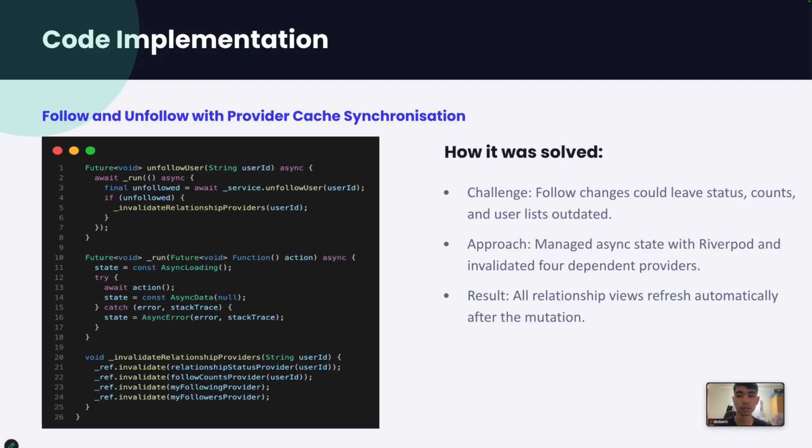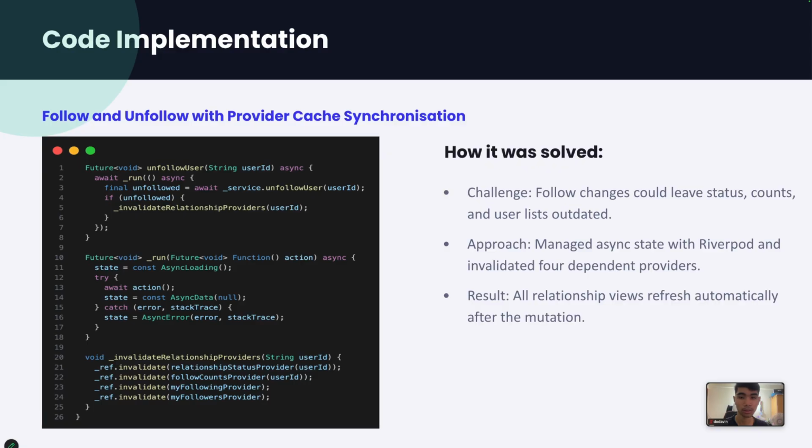Okay, so moving on to the last slide of my part, follow state synchronization. The third challenge was keeping all relationship information synchronized after following or unfollowing another user. One mutation can affect several parts of the application at the same time. It changes the relationship status, follower count, following count, follower list, and following list. Without synchronization, one screen could show following, while another screen still displays the old count.